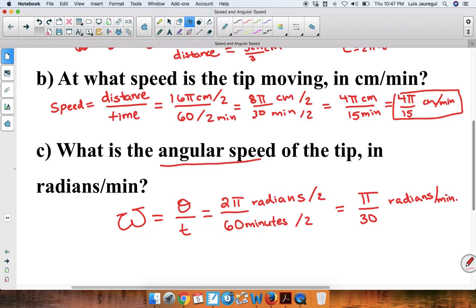Okay? So that takes care of the 3 things that we were interested in, which was how do we find the actual distance around for a specific amount of minutes, what is the speed the tip was moving, and how do we find the angular speed.